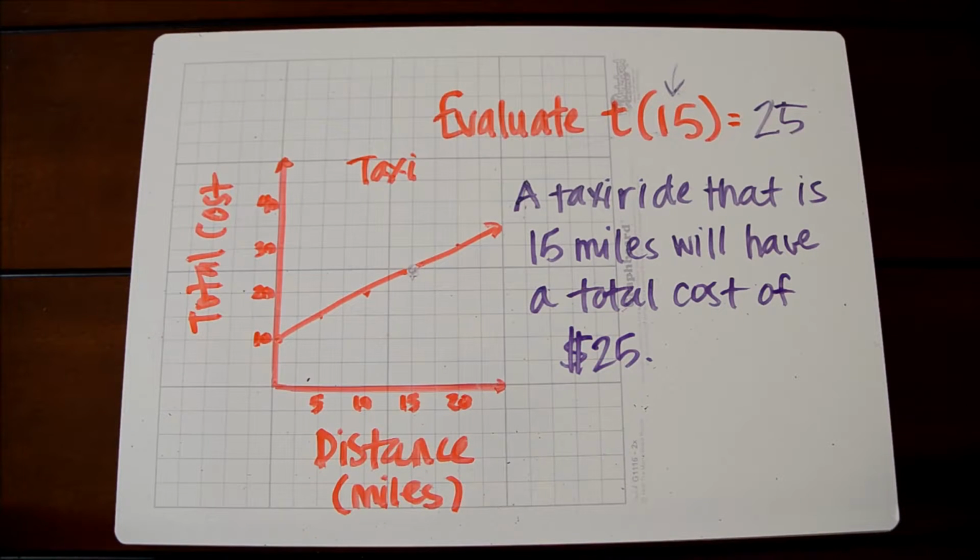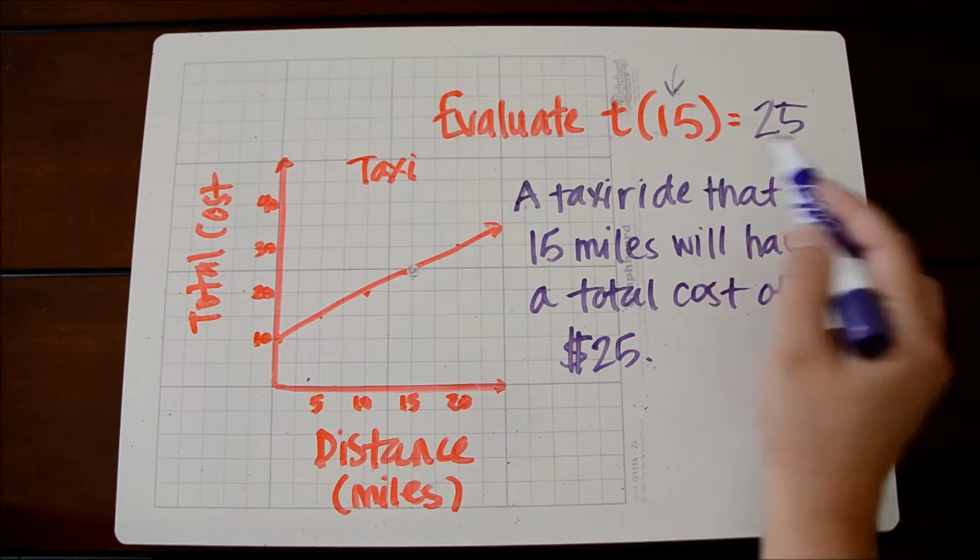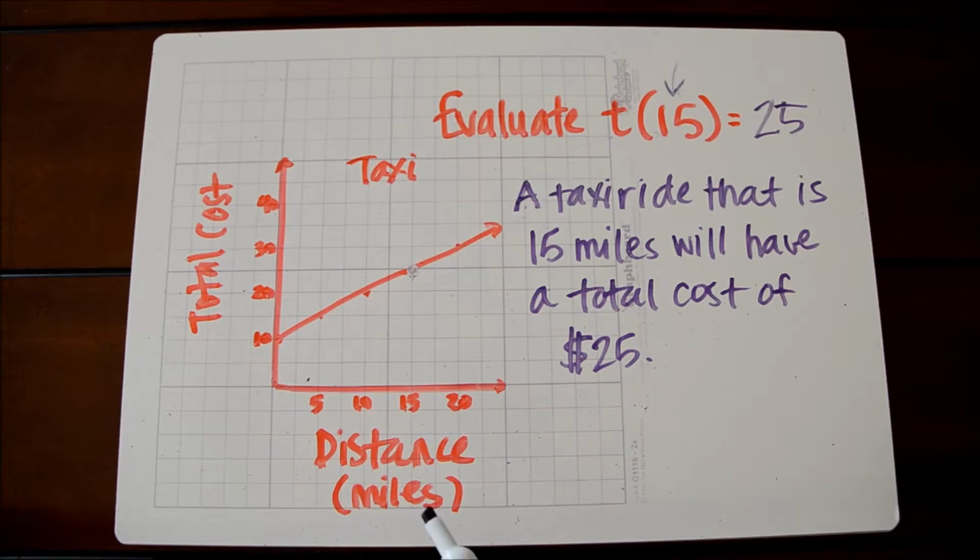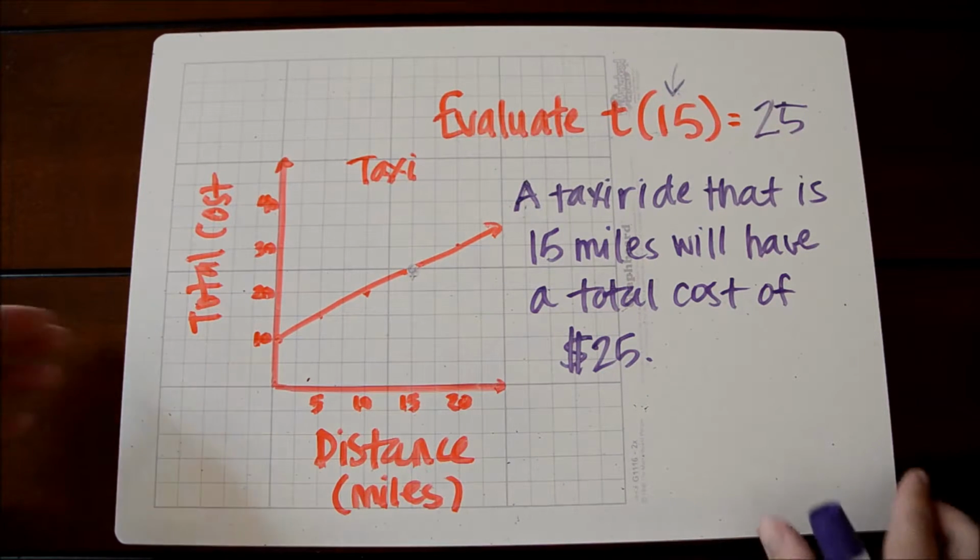What you want to include in your explanation is both your input and your output values. You want to include your two variables, and you want to address the context of the problem. So in this case, it was a taxi ride.